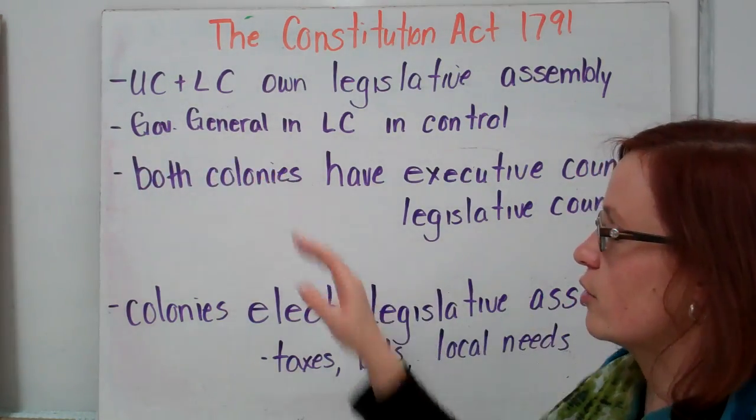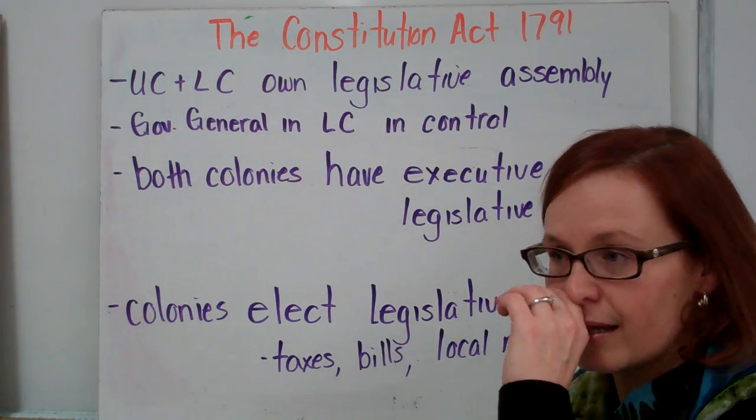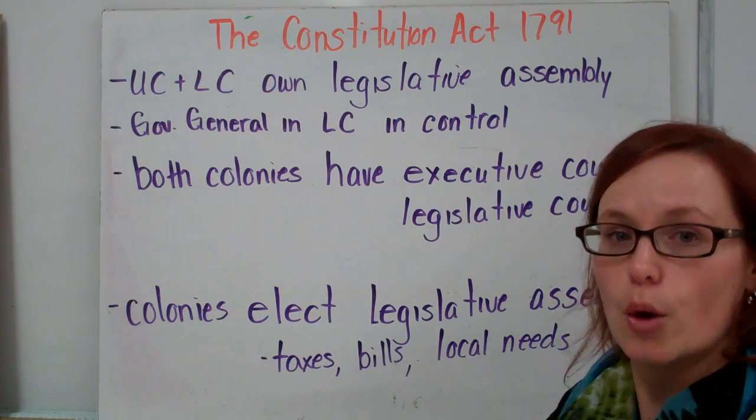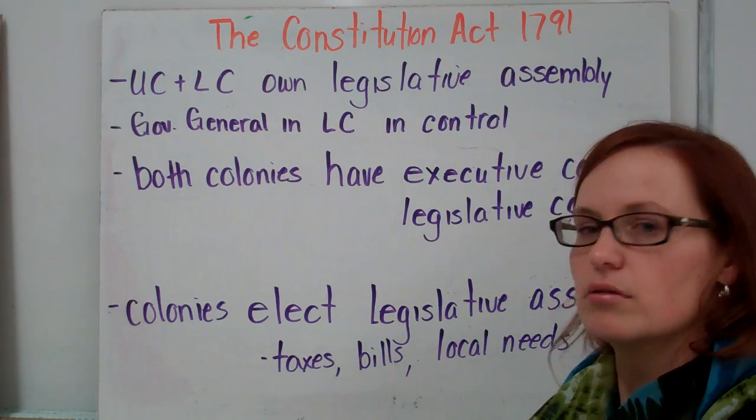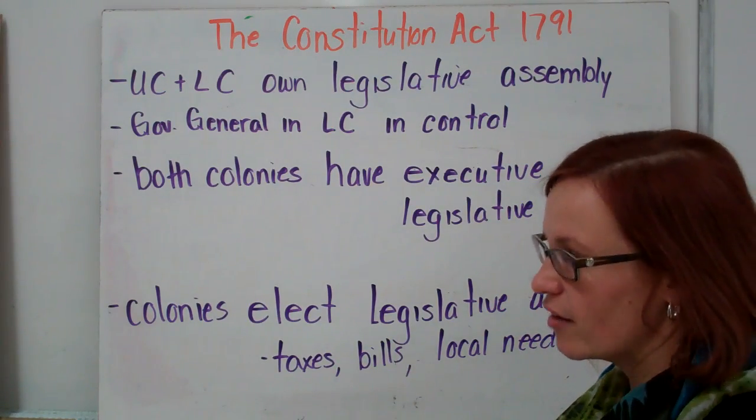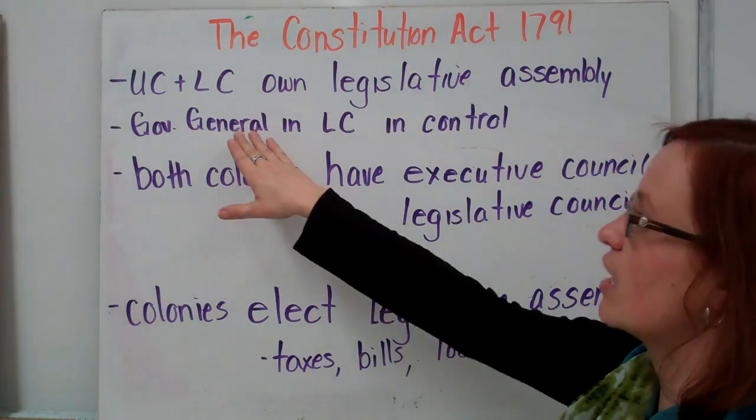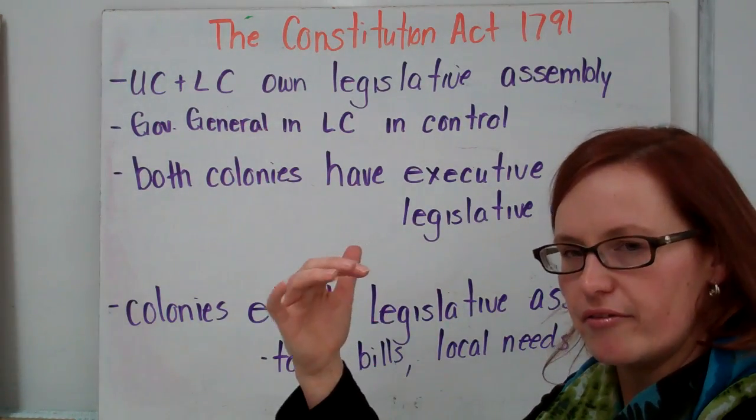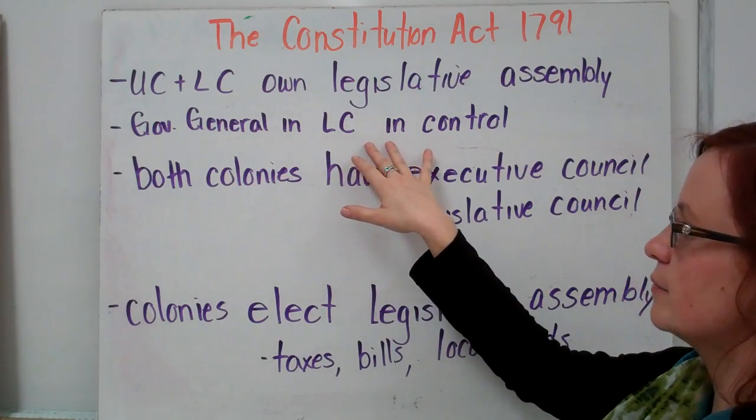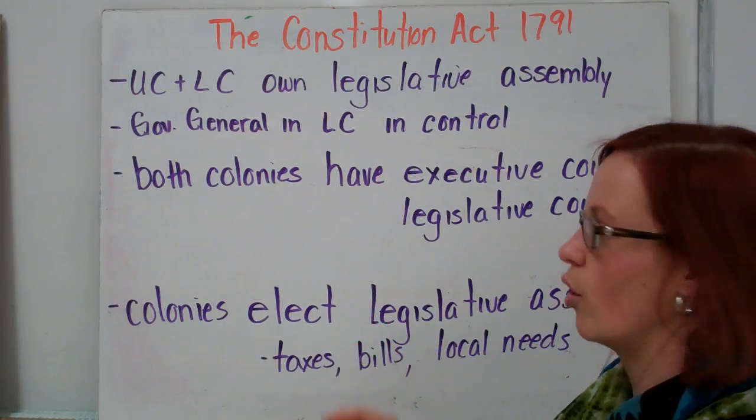There will be a Governor General who represents the King. They will be appointed by the King. And the Governor General will reside in Lower Canada. And the Governor General has all the power. There will be a Lieutenant Governor who is the head of the government in Upper Canada, but the Governor General is a step above him and he will have the most power. So the Governor General in Lower Canada is in complete control.